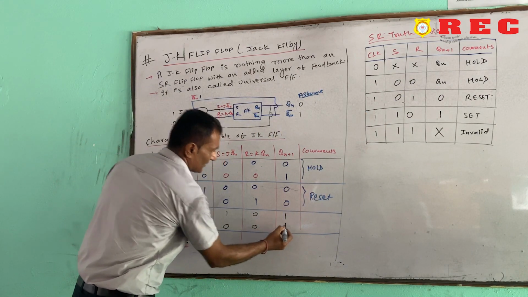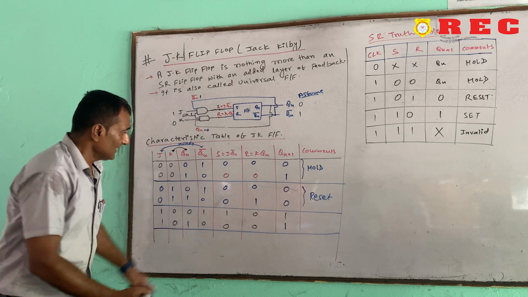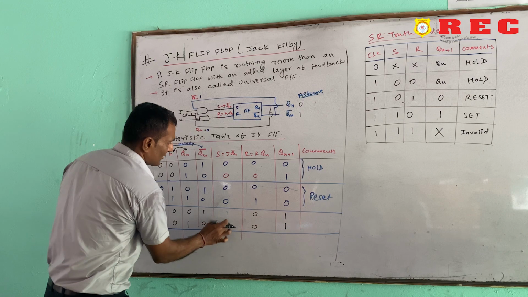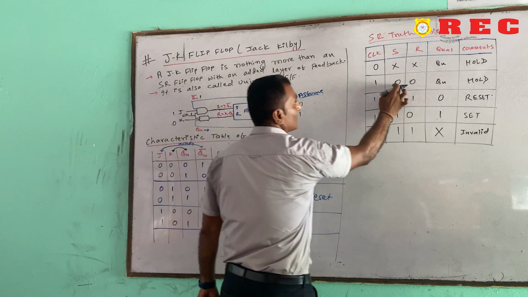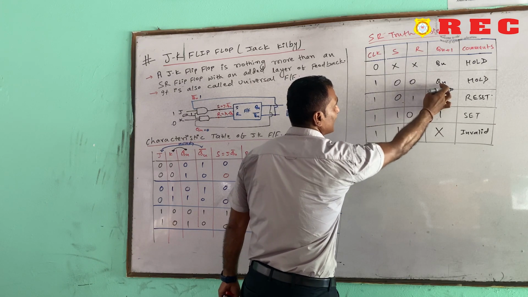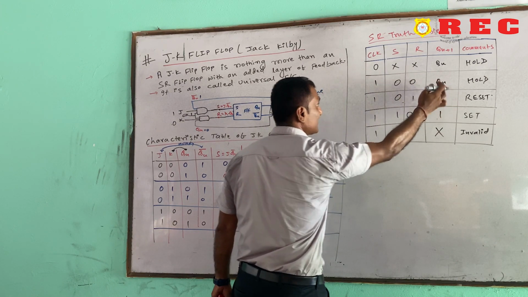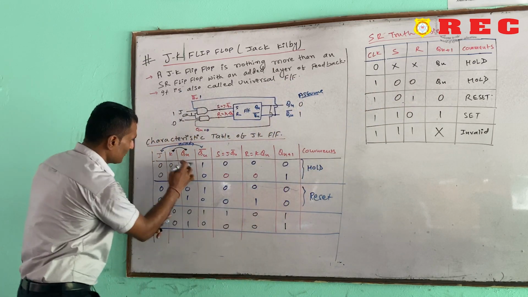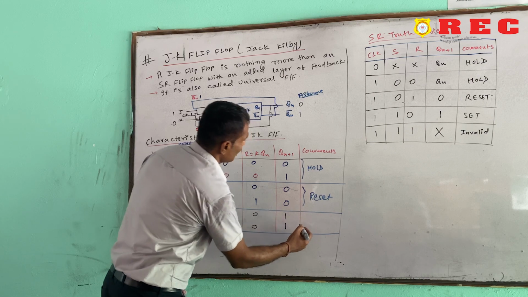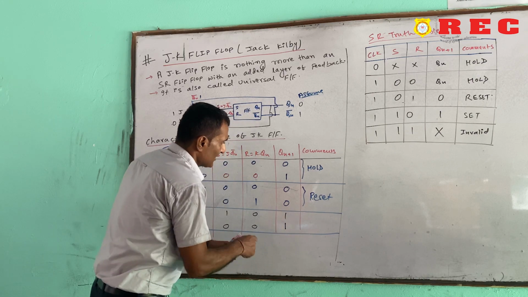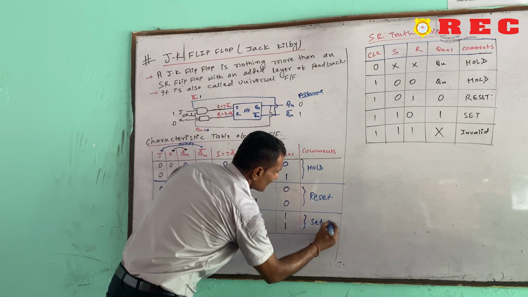Listen carefully, do not be confused, because it is very easy. S is equal to 0 and R is equal to 0, and at that time Qn plus 1 is equal to the previous state, the hold state Qn. What was the Qn? At that time the Qn was 1. So I have written 1, and this condition is known as the set condition, because the output is 1.